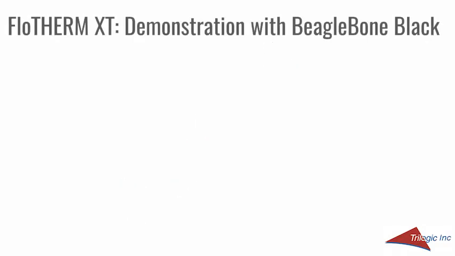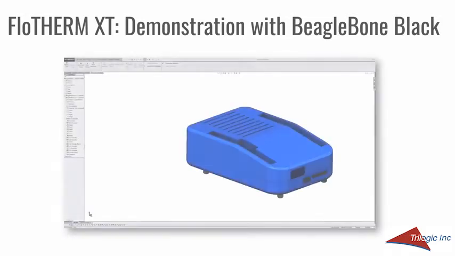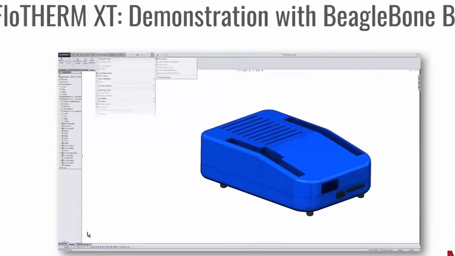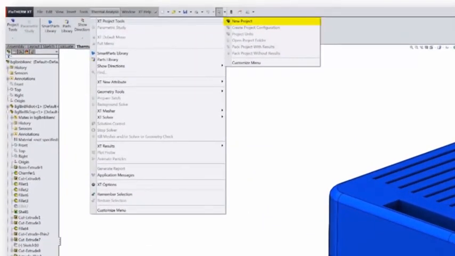Let's now take a look at a brief demonstration from start to finish of the BeagleBone Black project. I'm going to start with a series of still images that show how to set up a new project, and then we will move into the software. I have the CAD model of the enclosure loaded into FloTHERM XT. To create the project, we will start with the new project wizard.